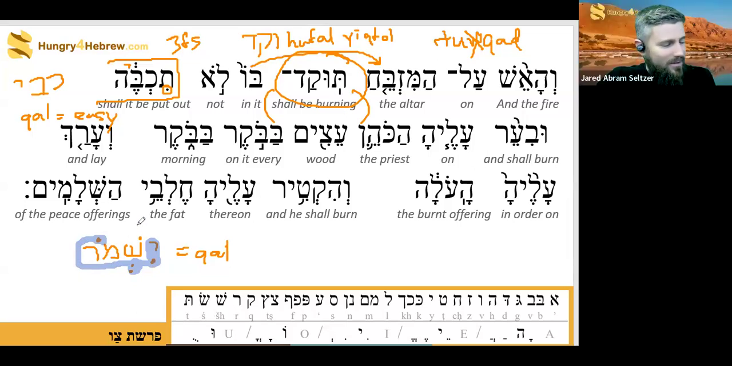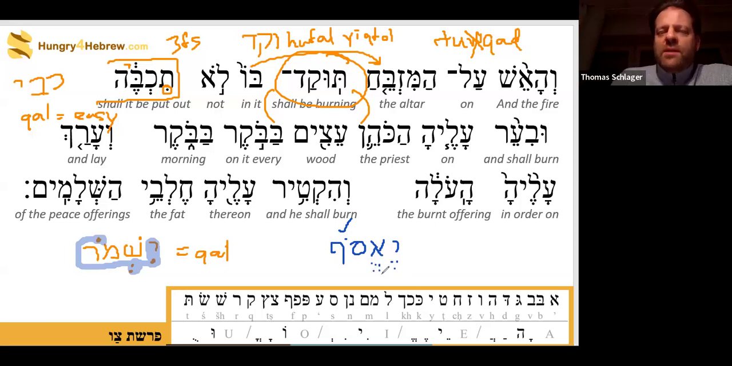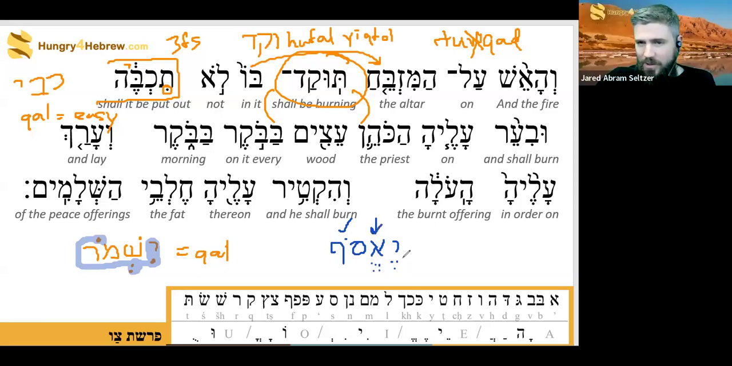I don't want to use one that's doubly weak. Let me think of a different one. Oh, Ye'esof. There we go. So this is a little tricky because we should have expected a chirik here, with a shva here and a cholam here. So we got the cholam. Why don't we get a chirik and a shva here? Because aleph isn't going to take a shva. So what we learn is that gutturals mess up vowels.